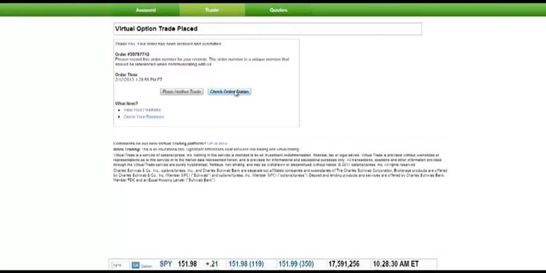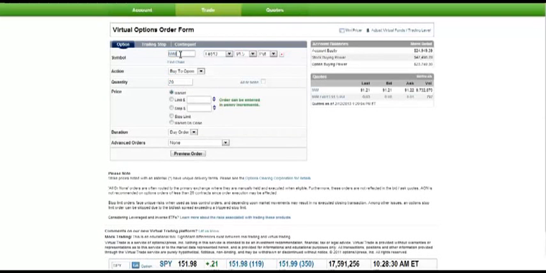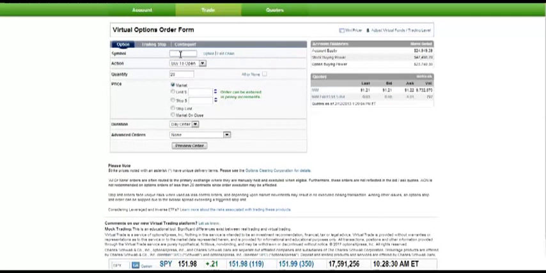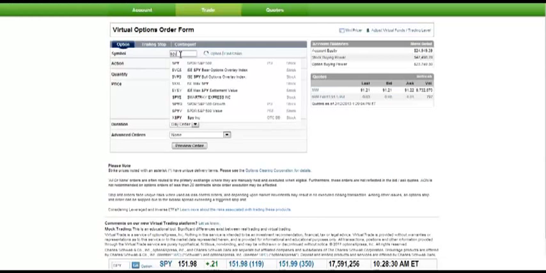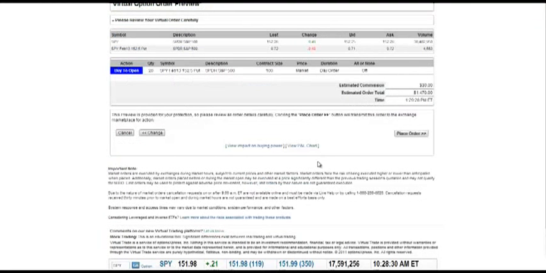And real quick, I'm going to go in and buy the spiders as well. So I'm going to hit trade, and I'm just going to switch the ticker symbol here to SPY, and it's trading right now at 152.26. So I'm going to use the 152.50s, and again, I'm going to use the puts on it because I think it's going to go down. Buy to open 20 of them, and my investment's going to be about $1,400. So I'm going to hit preview and place, and that's my order.